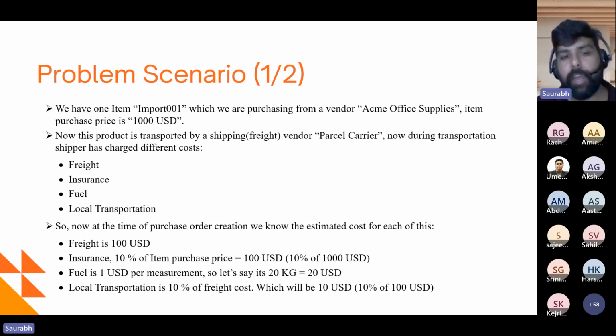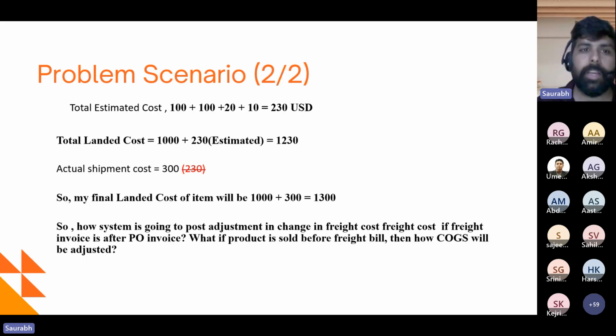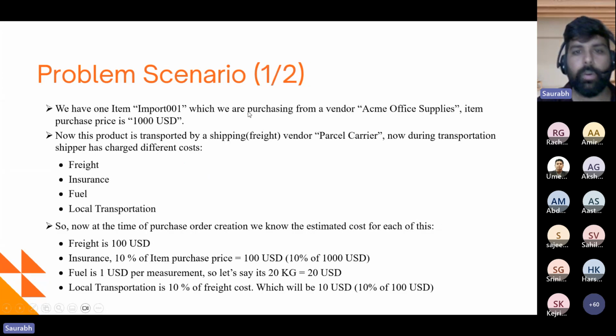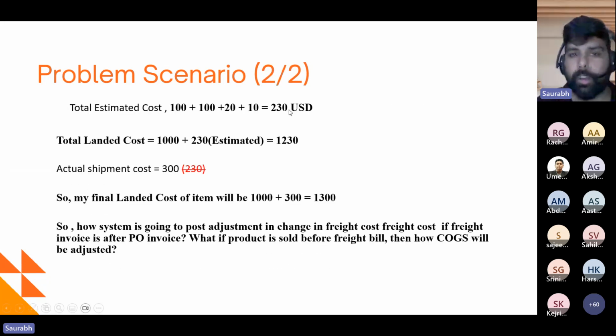Okay. And then I'm going to have the local transport also, which is 10% of my freight cost, not based on the product cost, 10% of the freight cost. So whatever is my freight cost, 10% of that will be the local transport. So in this example, if I say $100 is my freight cost, then 10% of that is going to be $10. So now based on this example, if I calculate my total estimated cost, it will be 100, which is freight, then your insurance plus your fuel plus the last one, the local transport, right? So it is going to be $230, right?